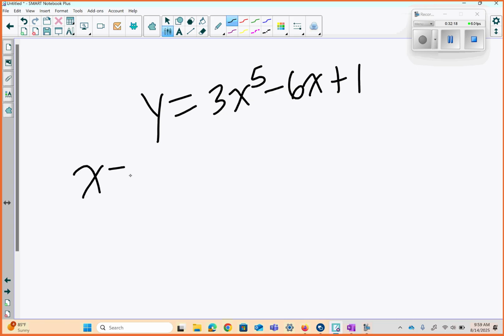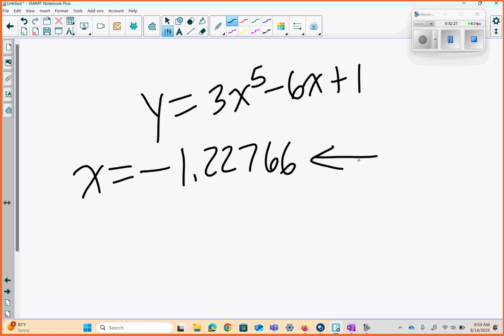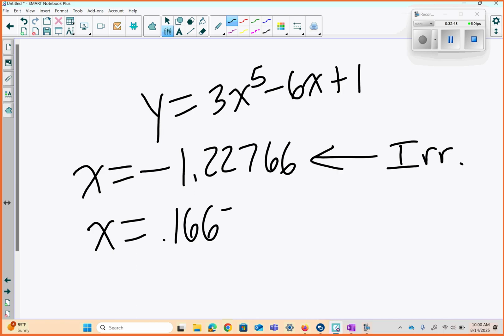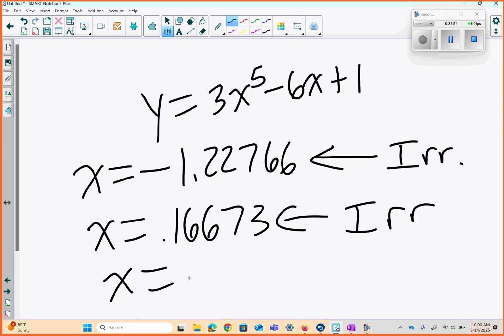X equals negative. Okay, my gut tells me this is more than likely an irrational number. An irrational number can't be written as what? A fraction. Okay, was there another location you saw? I think that's also irrational. Where's another location? I would think that's another irrational.